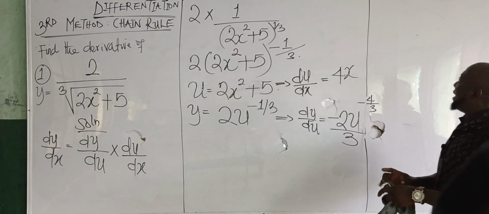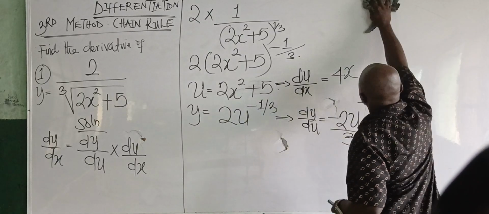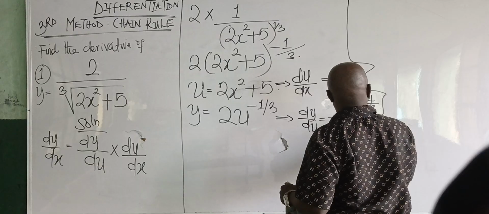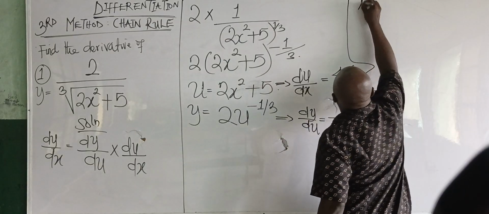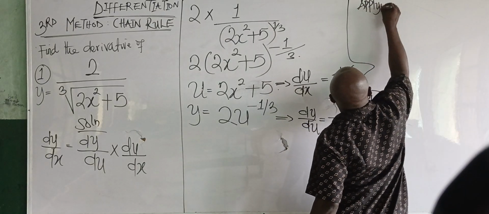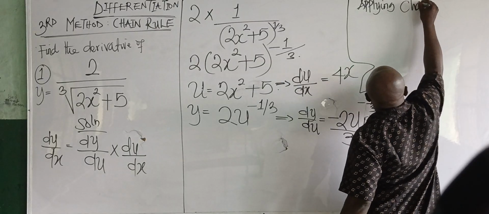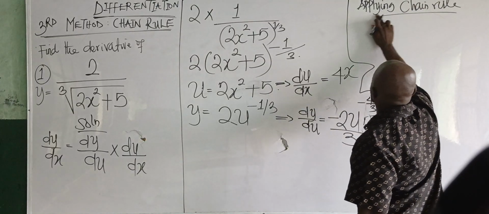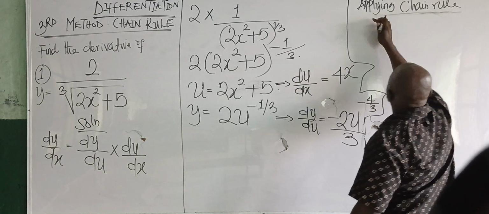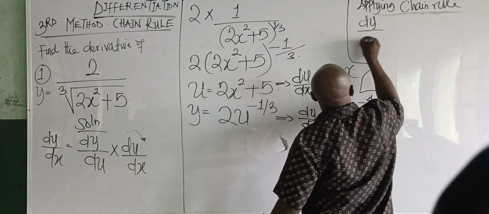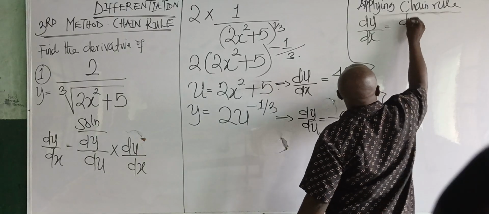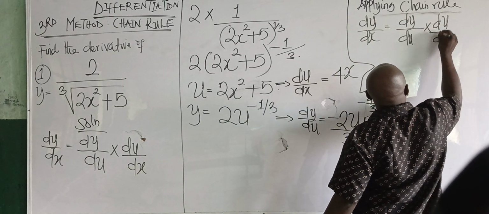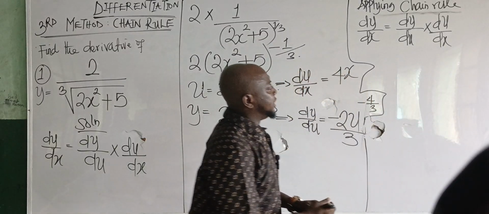So I've gotten that here now. So what do we do now? We simply say here, applying chain rule. To apply chain rule there now, I will now have that. It's going to give me dy over dx here. That will give me dy over du. And then this will give me du over dx here. So this is what I'm going to have here.